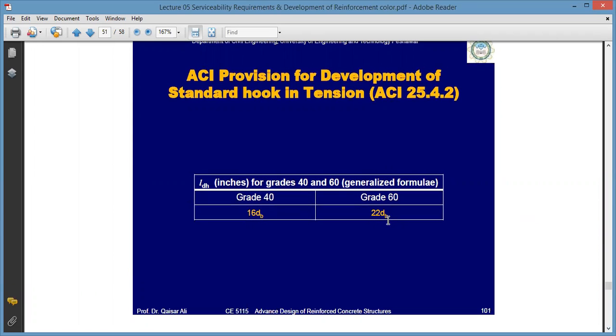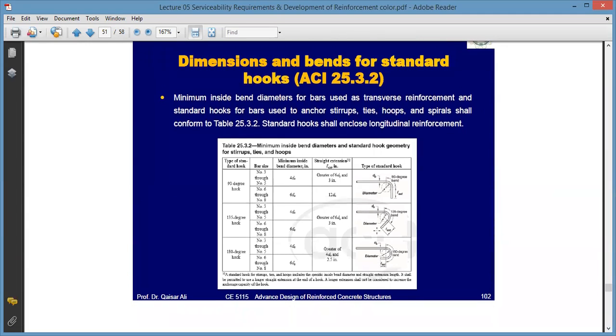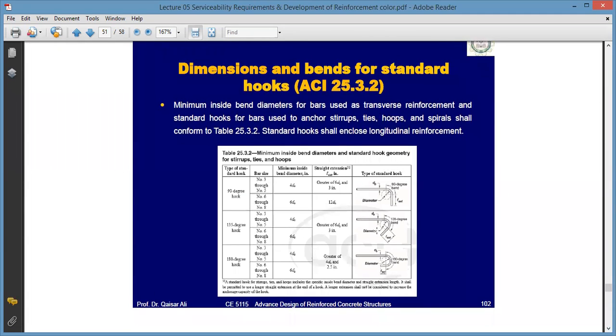Here is some generalized formula for hook length. For grade 40, generally we should take it 16 times dia bar. For grade 60, we should take it 22 times dia bar. Minimum inside bend diameter for bar used as transverse reinforcement, and standard hook for bar used to anchor stirrups, ties, hoops, and spirals shall conform to this table.